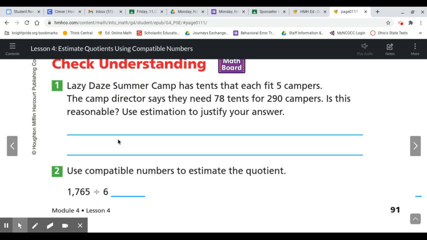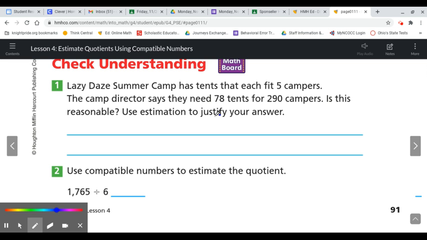Number one says Lazy Days Summer Camp has tents that each fit 5 campers. The camp director says they need 78 tents for 290 campers. Is this reasonable? Use estimation to justify your answer.